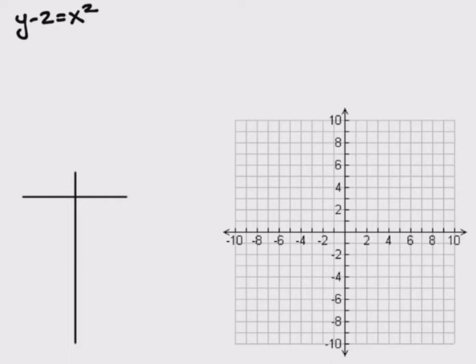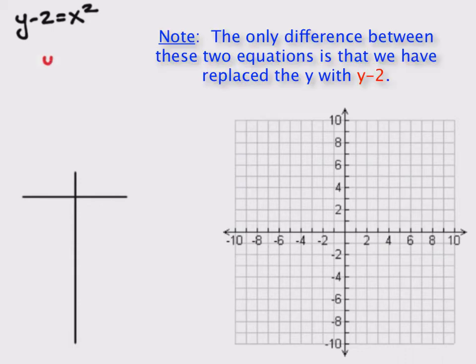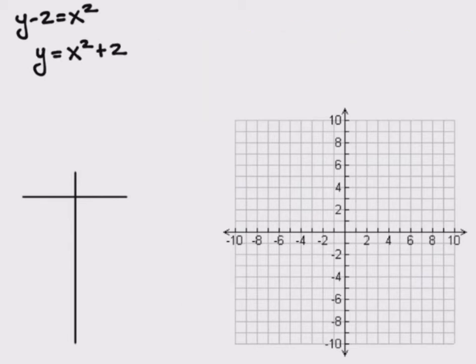Let's graph all the ordered pairs for y minus 2 equals x squared. Of course, compared to our original graph, y equals x squared, all we've done is replace the y with y minus 2. Before we find the ordered pairs, let's go ahead and put this into y equals form. We end up with y equals x squared plus 2. So, on your own, why don't you please find the ordered pairs for this graph, graph those ordered pairs, connect them if you find a pattern, find the x-intercepts and y-intercepts, and then we'll reconvene to talk about it.